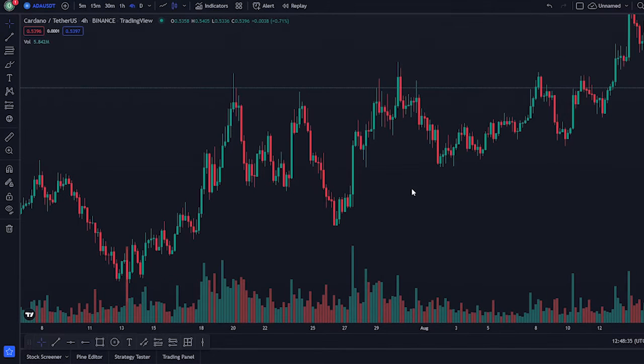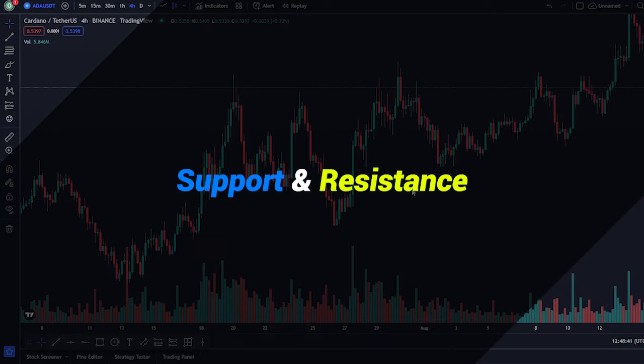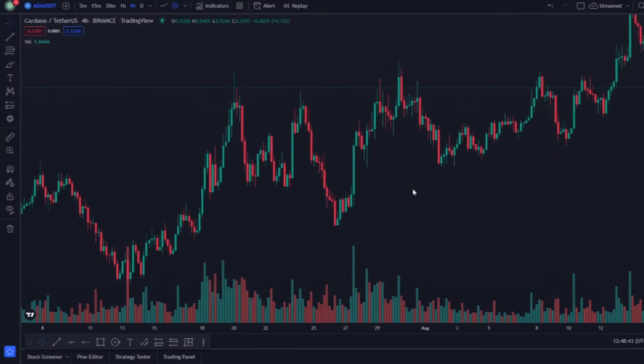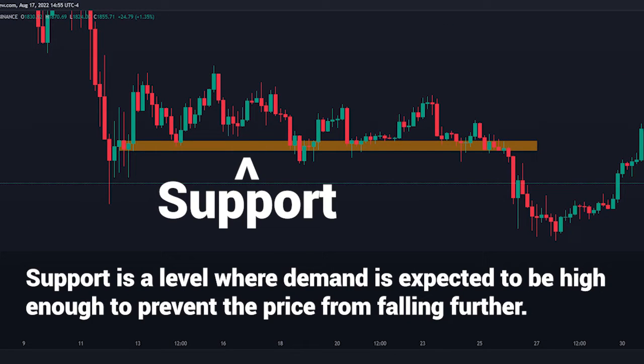So far, I have introduced you to the topic of general market trends. From this point on in the video, I will talk about support and resistance lines. But what does support mean? Support is a level where demand is expected to be high enough to prevent the price from falling further.